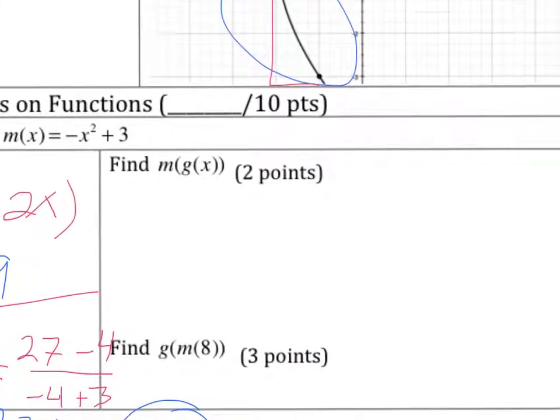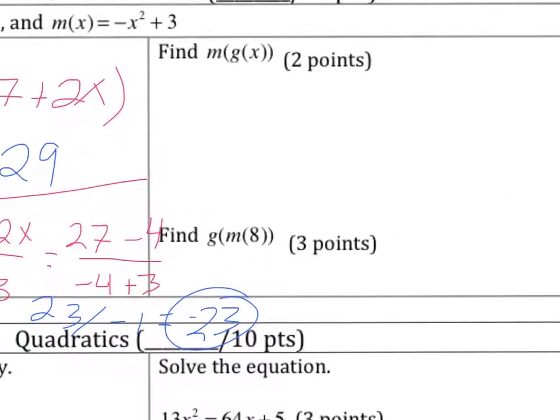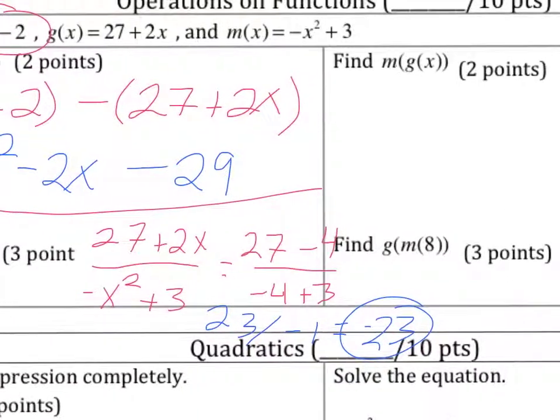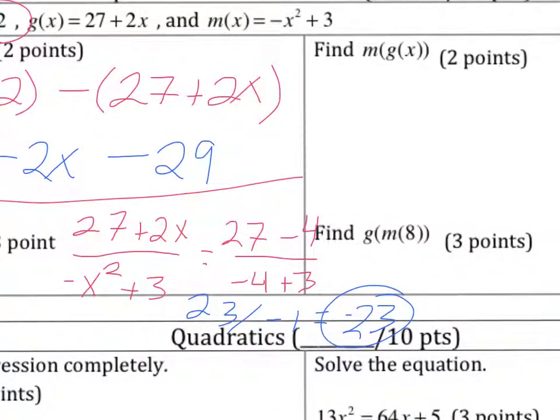Next problem, m of g of x. In other words, we're plugging in g of x into m. So if I've got m, which is negative x squared plus 3, I made my x nice and big there, because what I'm actually going to do is literally erase that x and plug in g, which is 27 plus 2x. That satisfies me. You don't need to do any more than that.